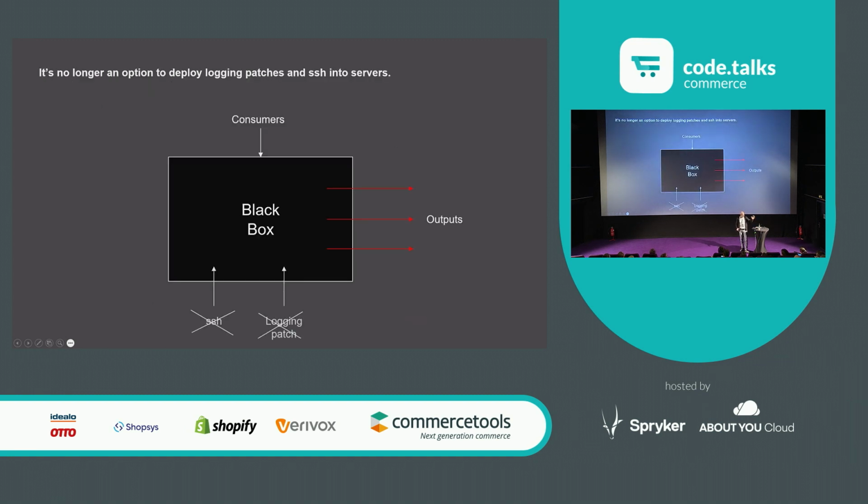So again, to conclude the more theoretical part of the talk, the definition of observability, in my view, is to say, let's not do SSH. Let's not deploy logging patches where you have a new version of the software with new log statements to find problems. Rather, we want our services to give enough outputs to the outside so that we can see what's going on by just looking at the outputs.